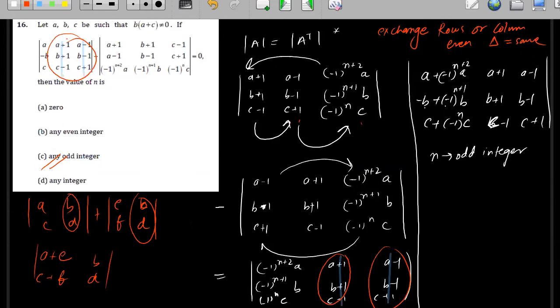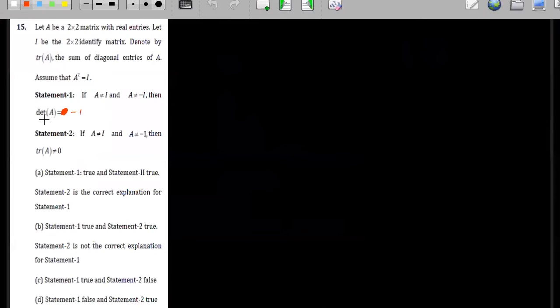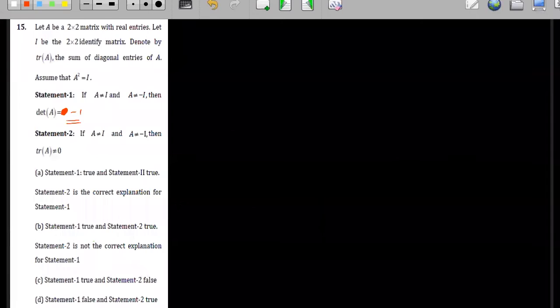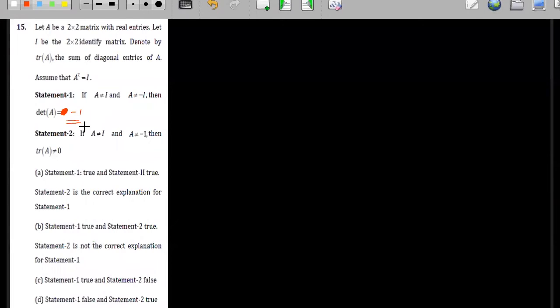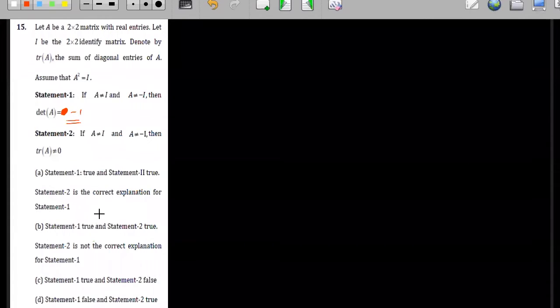Okay, fine. Next one. This one, check with the determinant of A equal to minus 1. Solve this. Do you want me to directly solve this, or do you want to try it once?